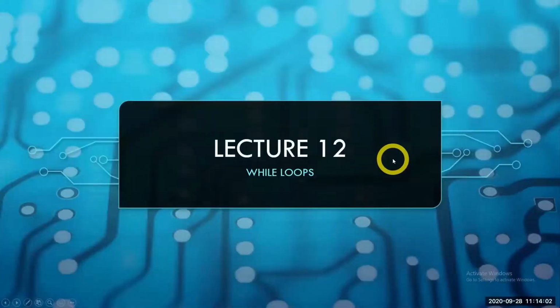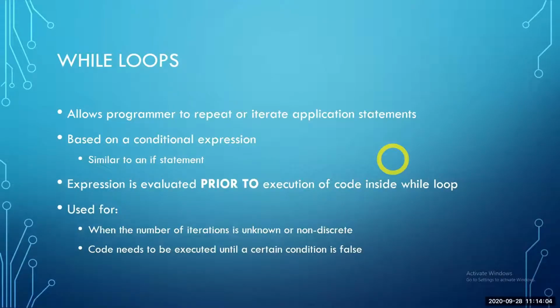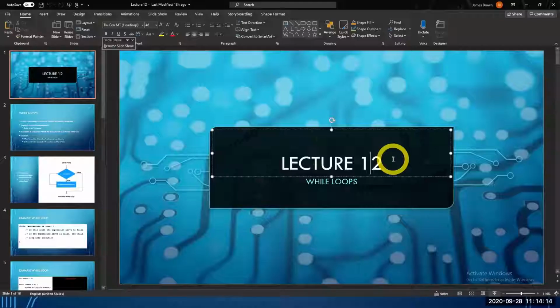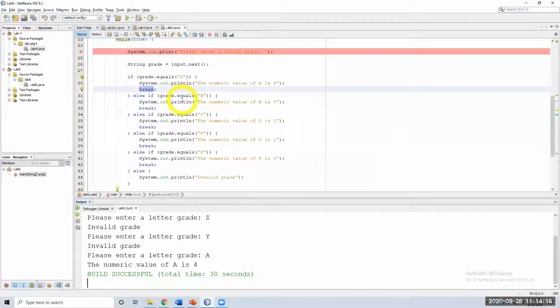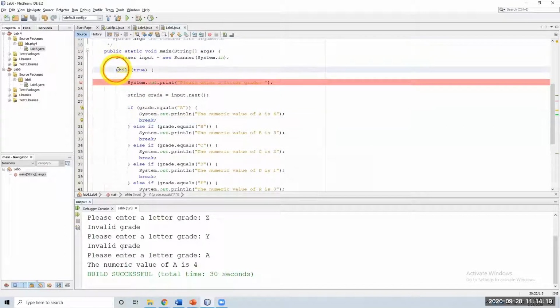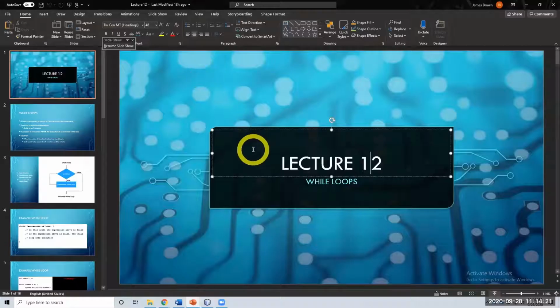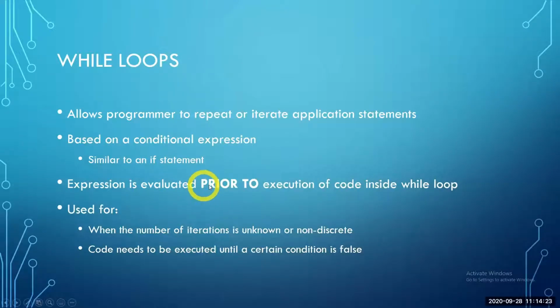So while loops allow a program to repeat or iterate application statements over and over again. It's based on a conditional expression similar to an if statement. That expression, this while true, this expression up here, is evaluated prior to the execution of code inside the loop. And you'll see this in a diagram on the next slide.